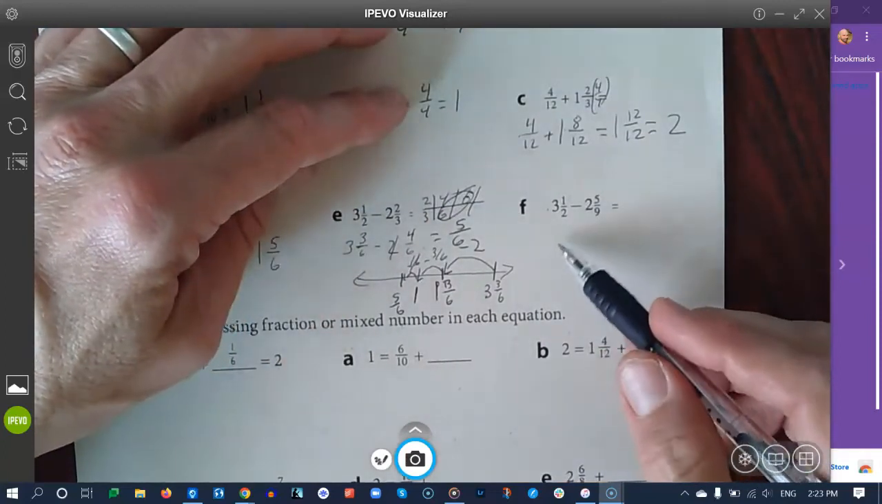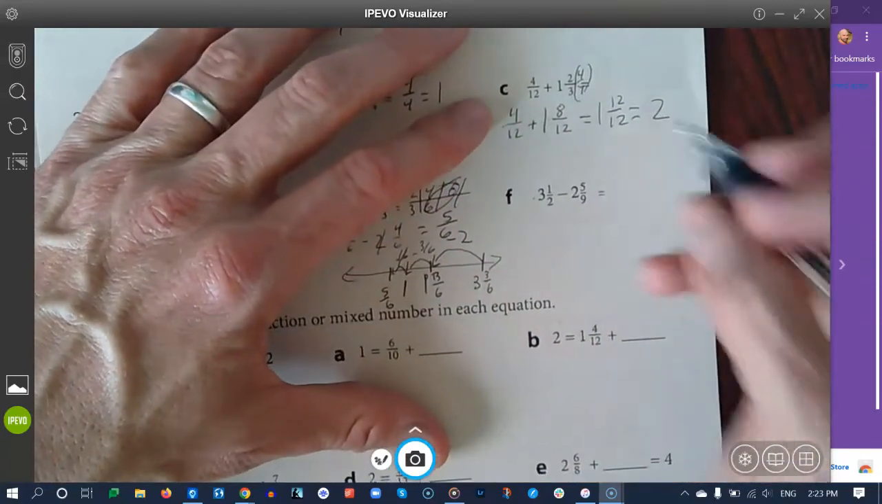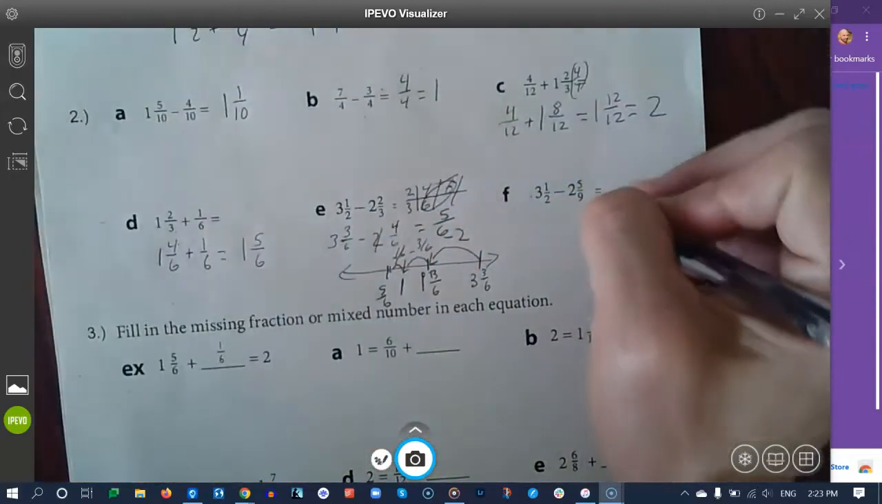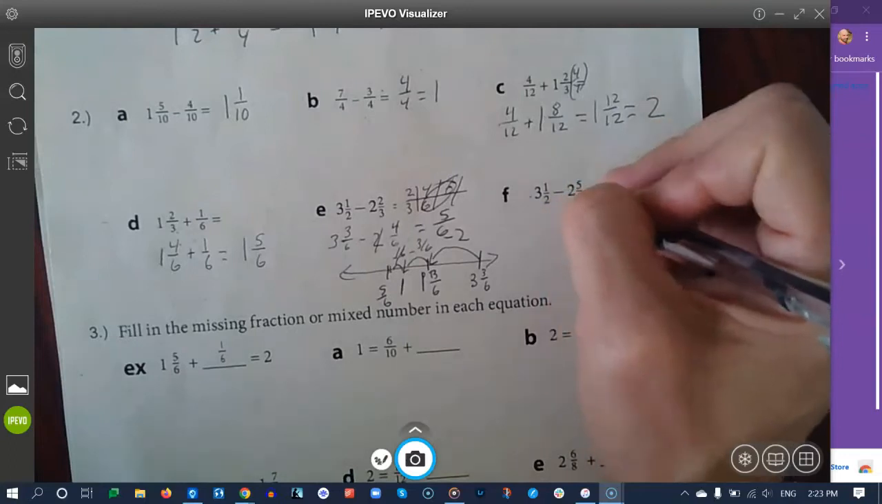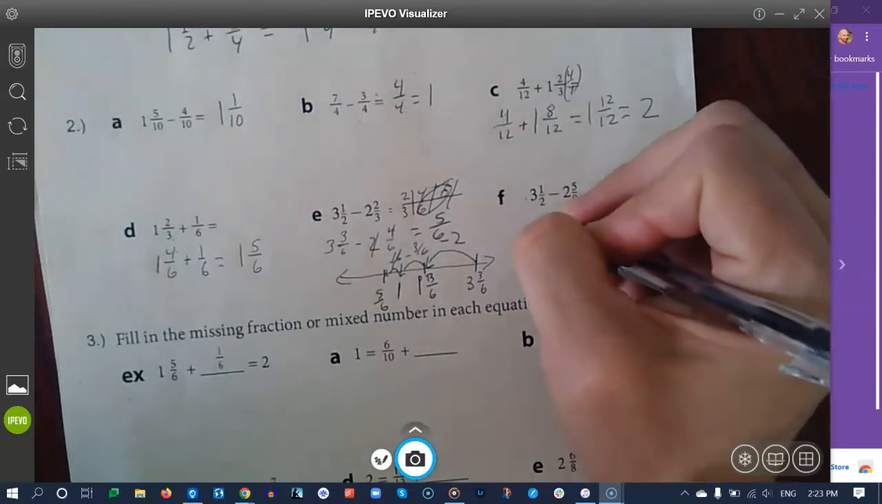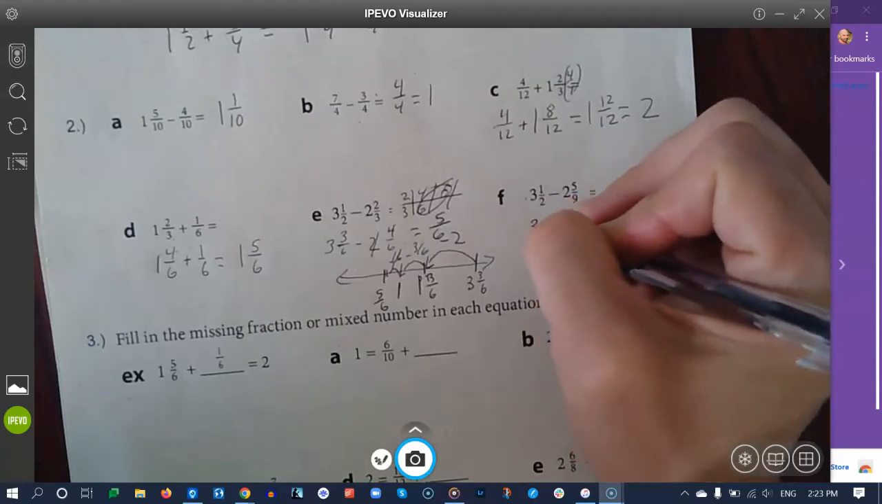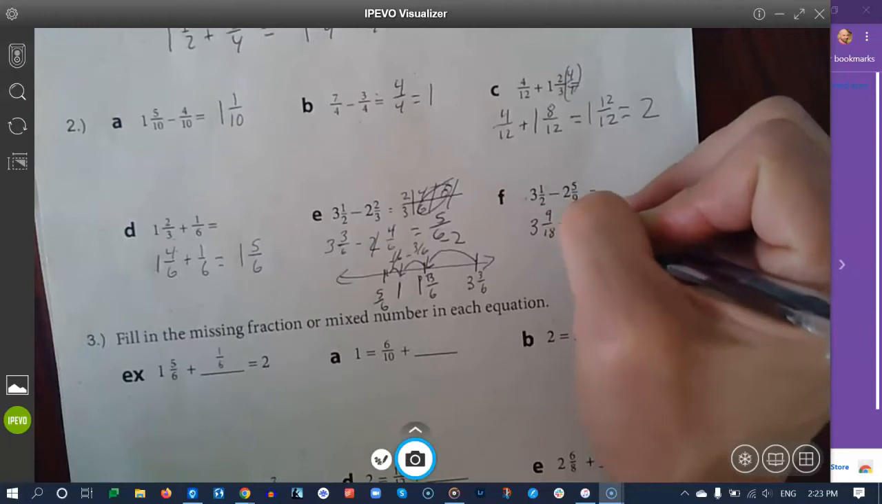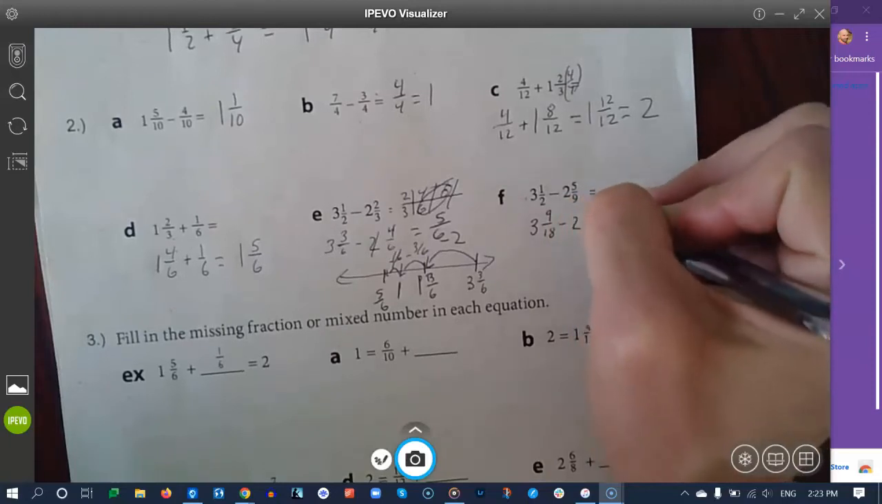All right, now we have 3.5 minus 2 5/9. Same sort of thing. I'm subtracting. My denominators are different. They have to be the same. And 9's not even, so I can't simply do that. So it's 9 plus 9 is 18. So I'm going to go 18ths, 3 and 9/18 minus 2, and I'm doubling that, 10/18.